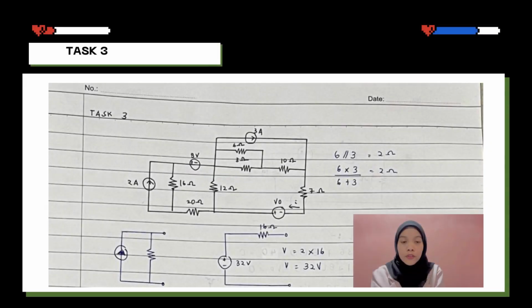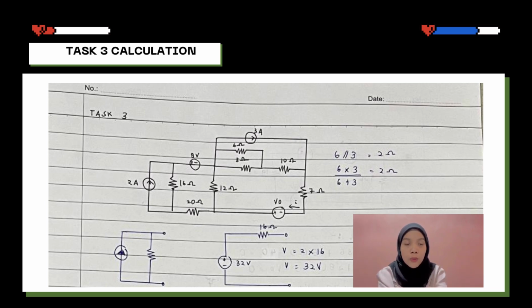Okay, first, we solve the 6 ohm and 3 ohm because they are in parallel. So we solve it and we need to redraw again with a simplified one. Because 6 and 3 are in parallel, we solve it with 6 parallel to 3 and we got 2 ohms.